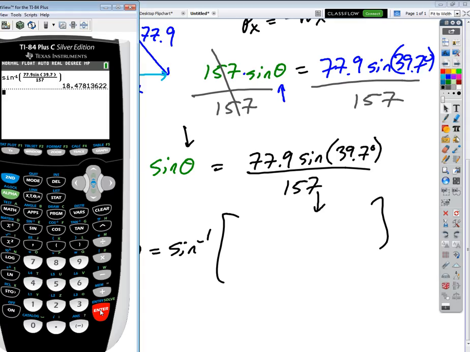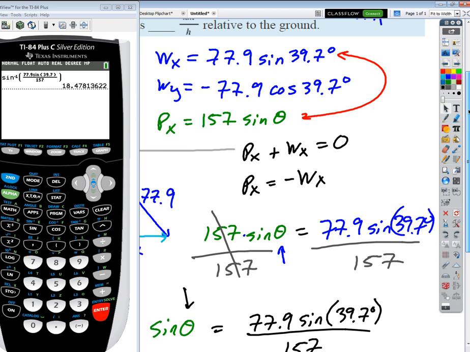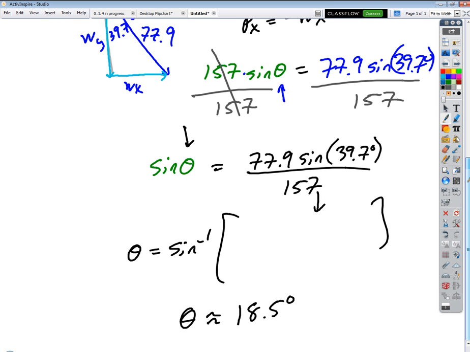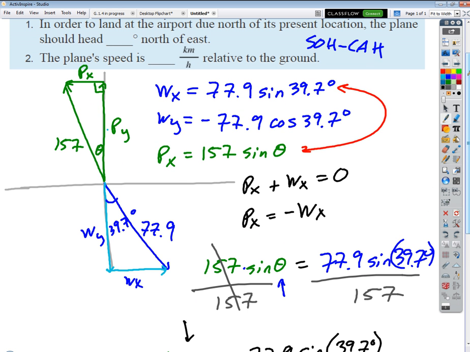So how many sig figs are we keeping? Three, I think it was. We'll see, because look at the angle. So let's write that down. We get theta is roughly equal to 18.5 degrees. That's reasonable, isn't it?